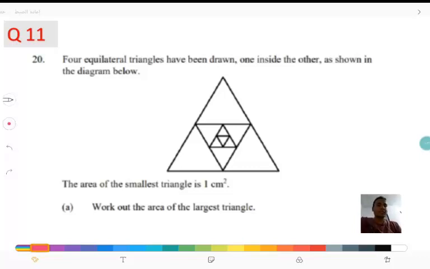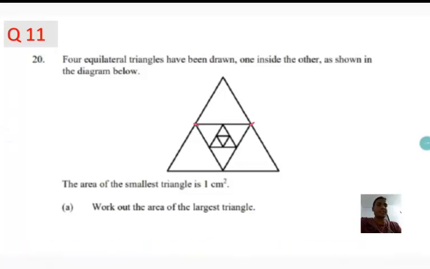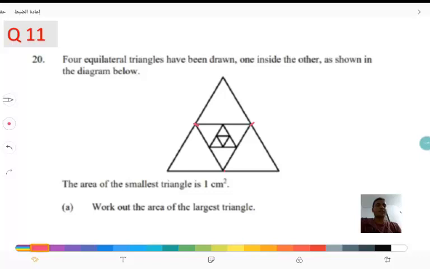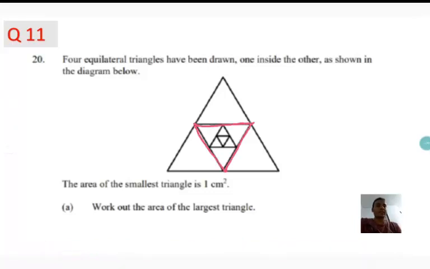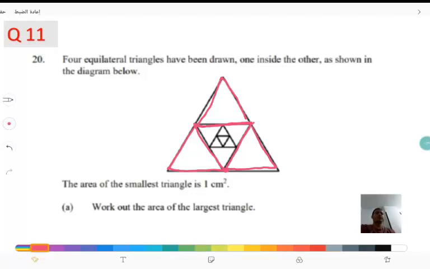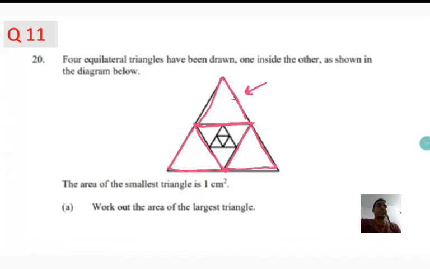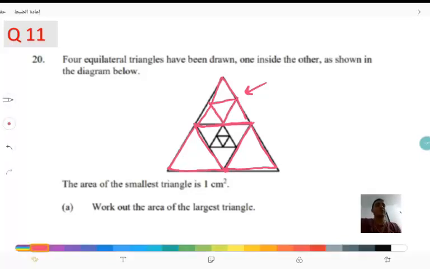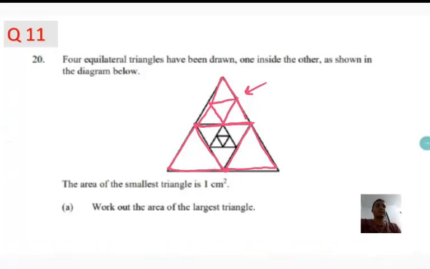Alright, as we know, when we match the 3 midpoints of the sides of the triangle, we will have 4 equilateral triangles. This one equals this one, equals this one, equals this one, and each one of them is an equilateral triangle. If we match the inside midpoints, we will have 4 equilateral triangles.